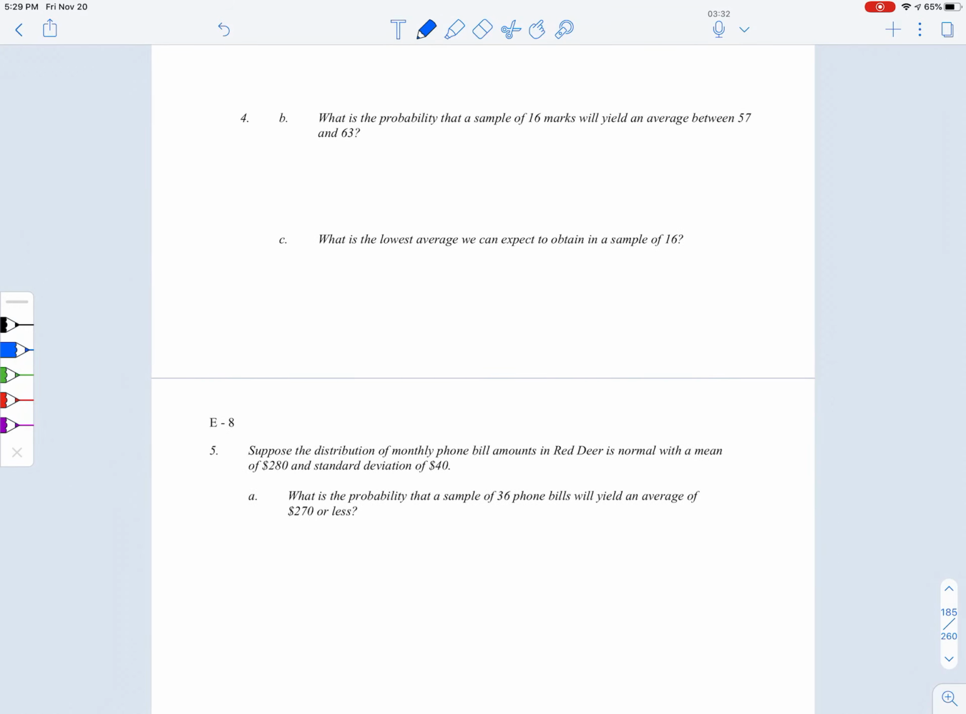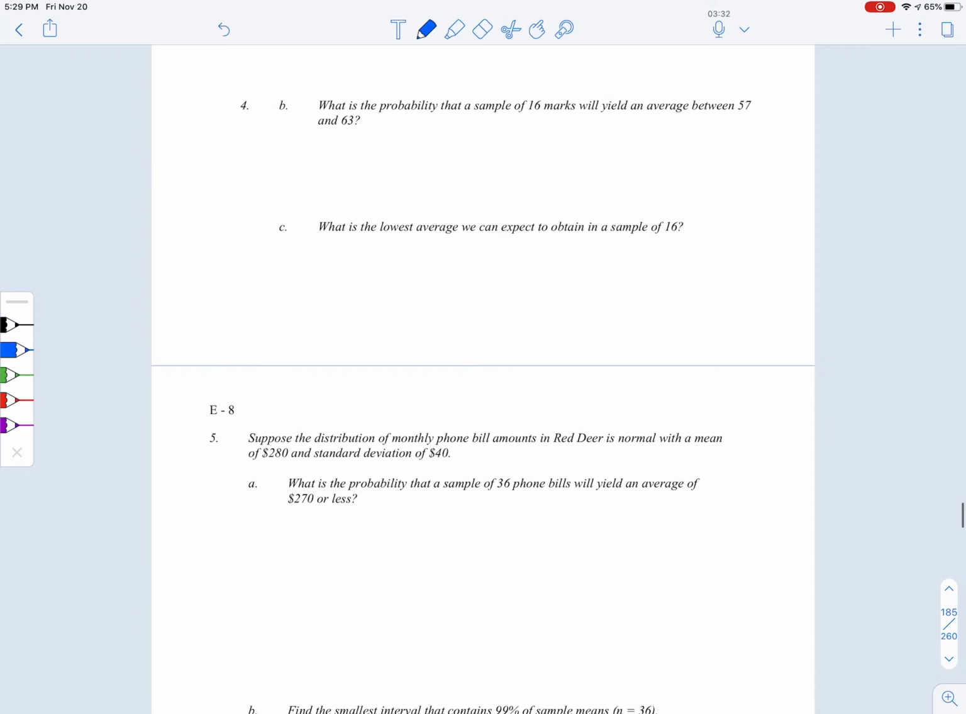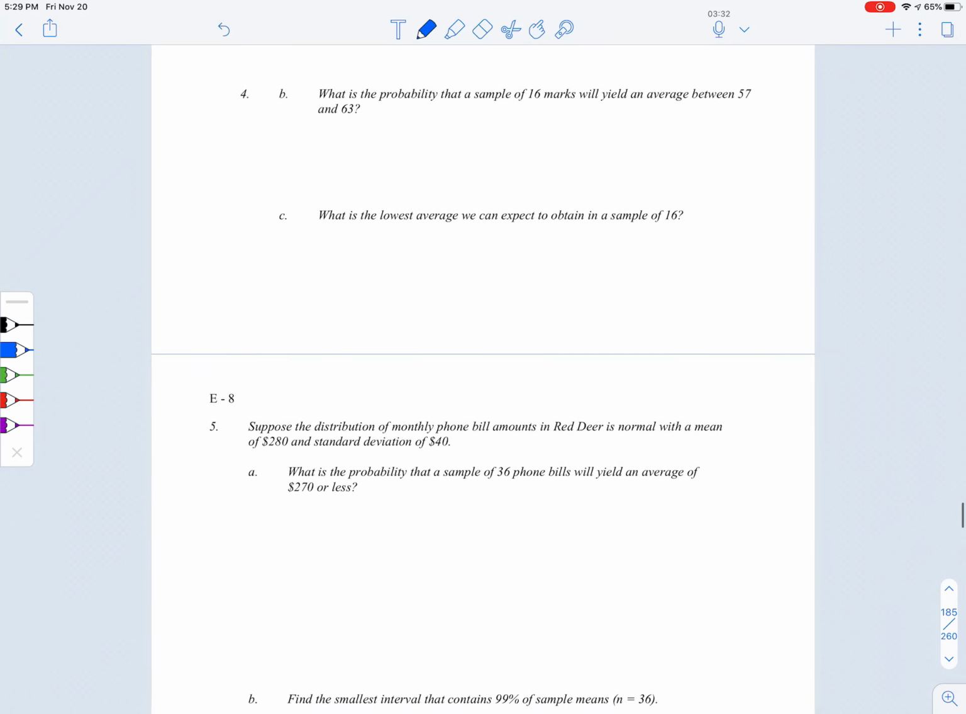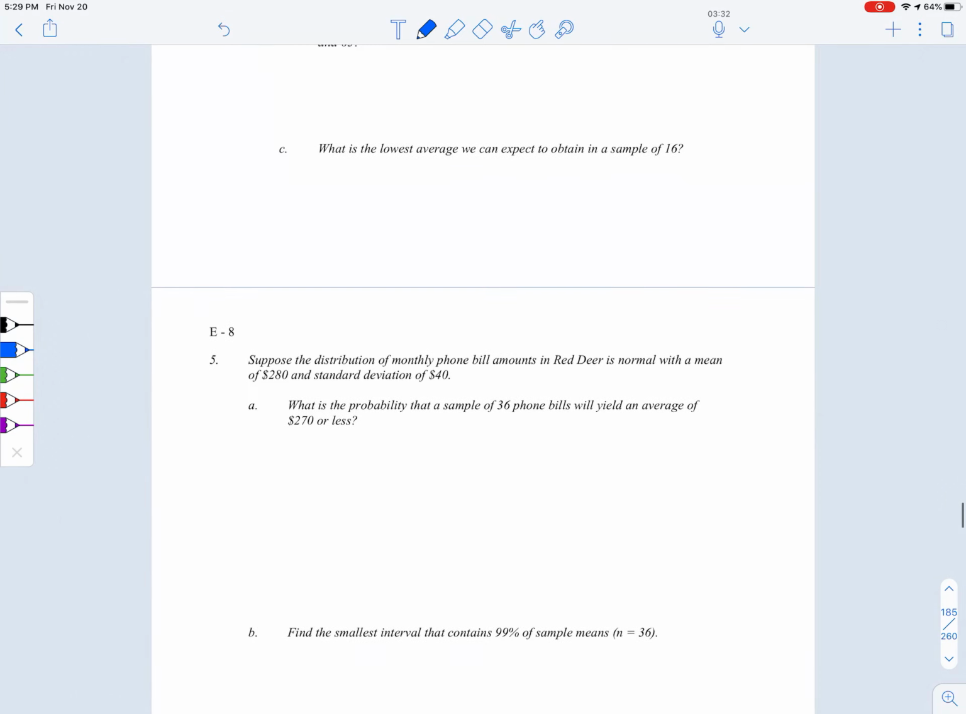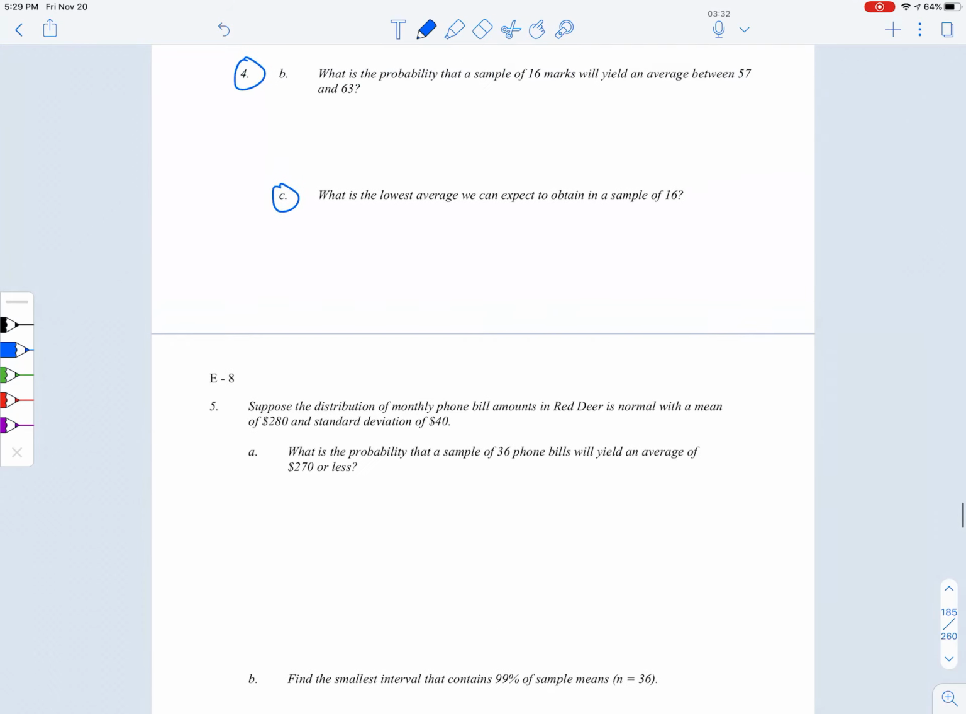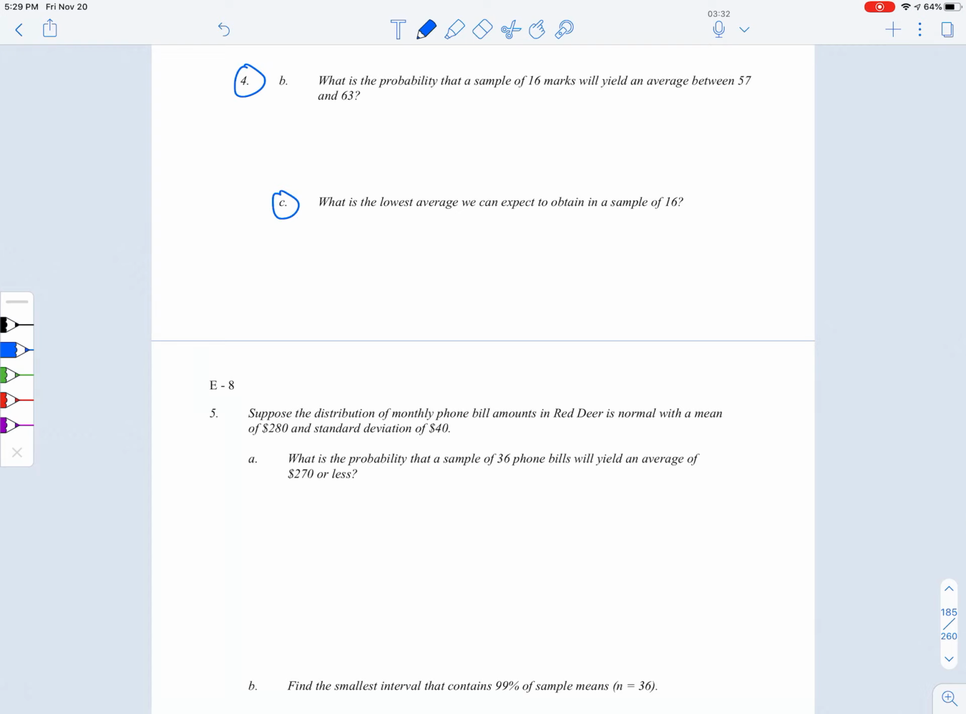All right, let's work through the next one here. Actually, I might just leave that one for homework for you. What's the probability that a sample of 16 marks will yield an average between 57 and 63? I'm going to leave that for you, as well as this one here. Actually, let's take a look at that one. What's the lowest average that we can expect to obtain in a sample of 16?